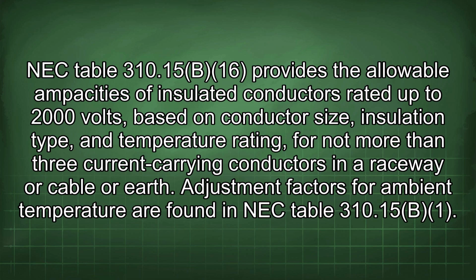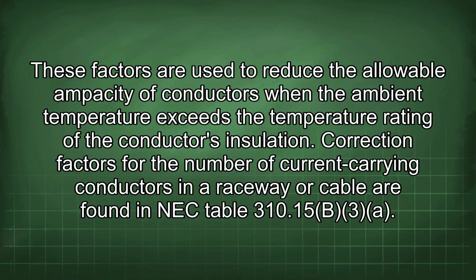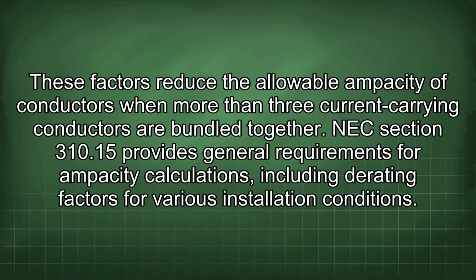Adjustment factors for ambient temperature are found in NEC Table 310.15(B)(2)(a). These factors are used to reduce the allowable ampacity of conductors when the ambient temperature exceeds the temperature rating of the conductor's insulation. Correction factors for the number of current-carrying conductors in a raceway or cable are found in NEC Table 310.15(B)(3)(a). These factors reduce the allowable ampacity of conductors when more than 3 current-carrying conductors are bundled together.